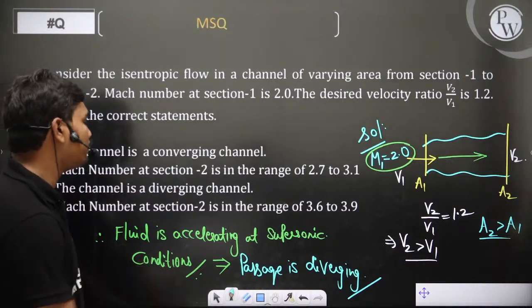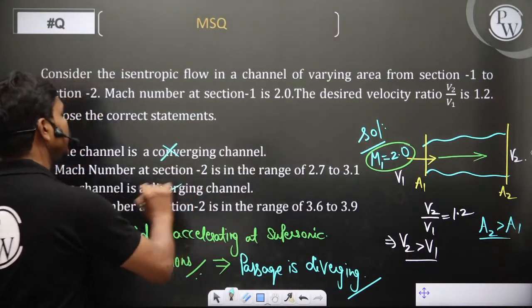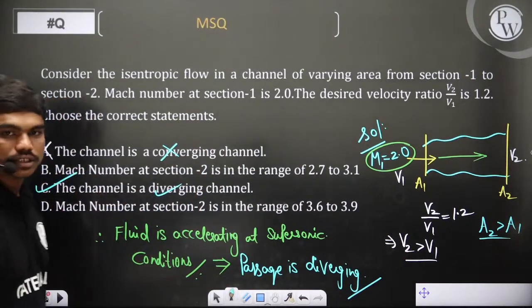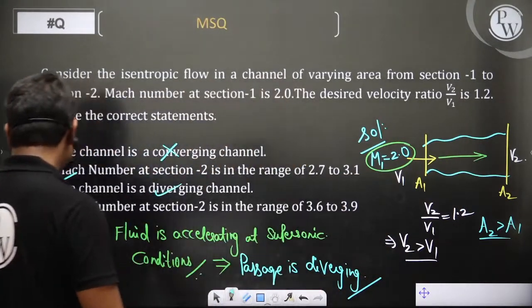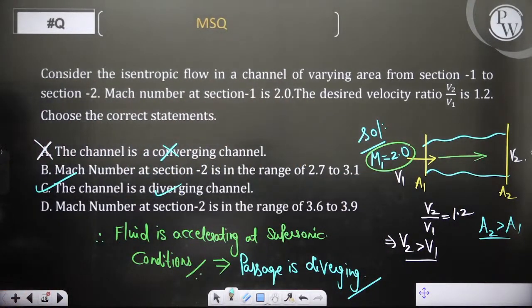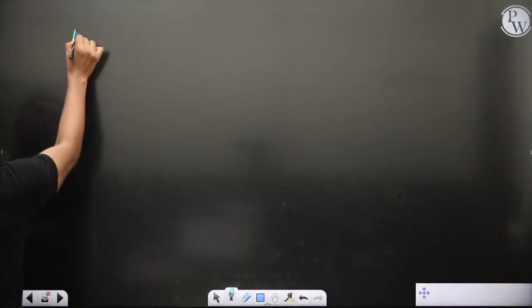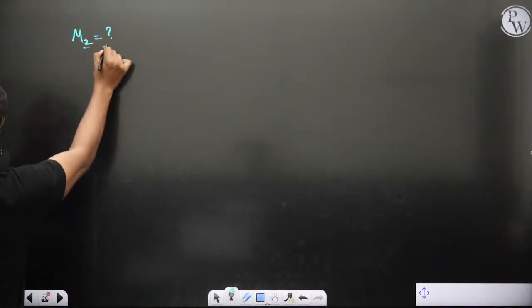So A2 is more than A1. So this is not converging, it is actually diverging. So C is one of the correct answers. Then what could be the Mach number at the exit? Let's see. The Mach number at the exit, M2, is what you want. So what is this value?